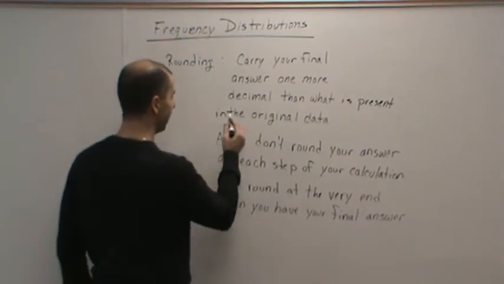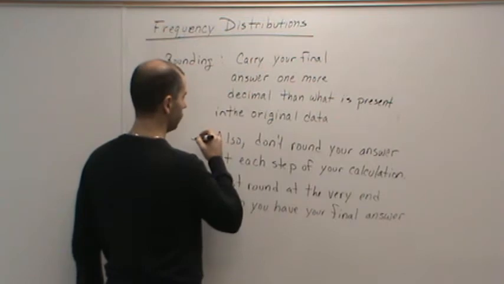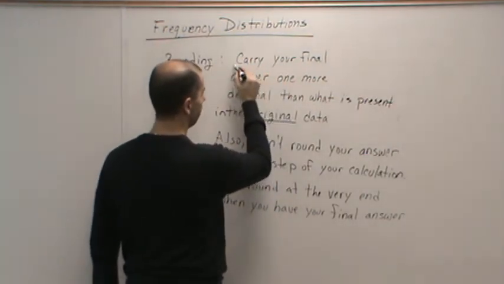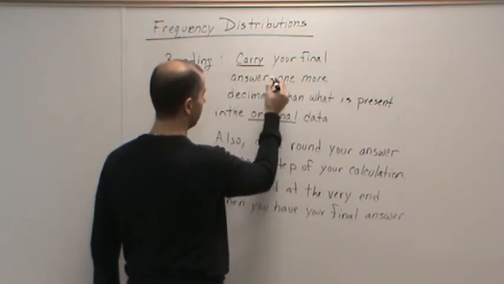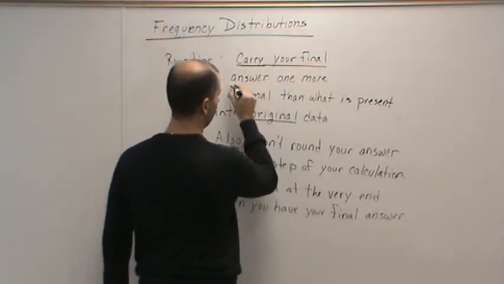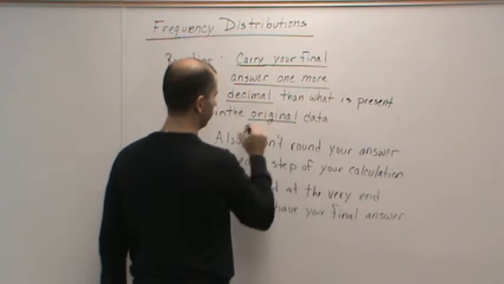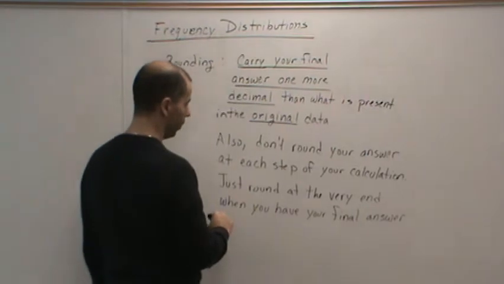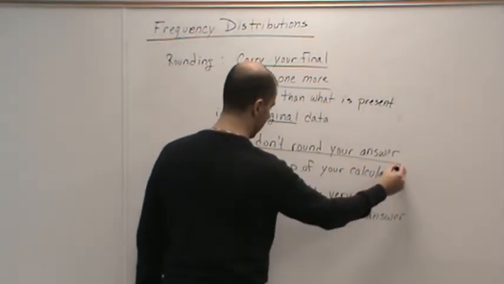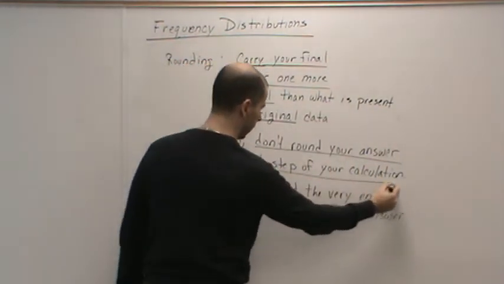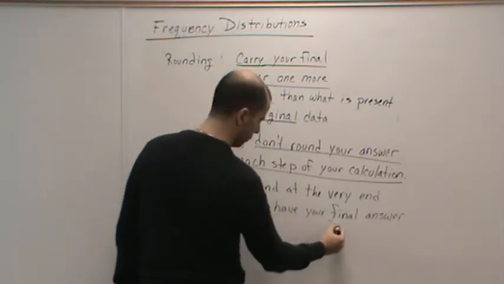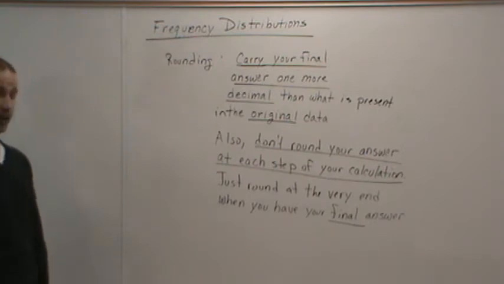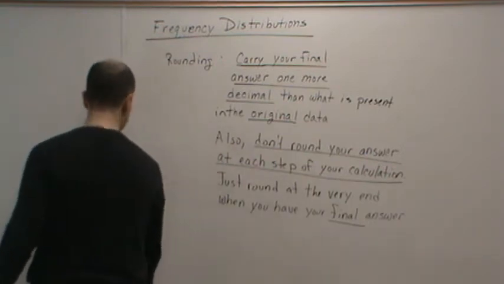So the main thing is we look at the original data. So always carry your final answer one more decimal than what is present in the original data. And then also, don't round your answer at each step of your calculation, but just round at your final answer. Okay? So that's two notes I wanted to make sure that I touched upon.